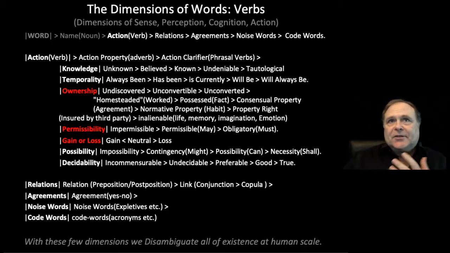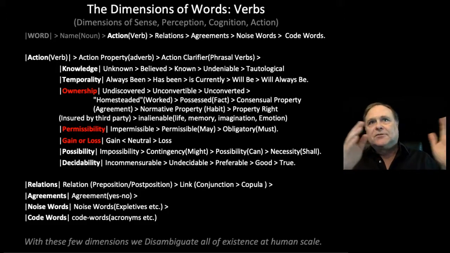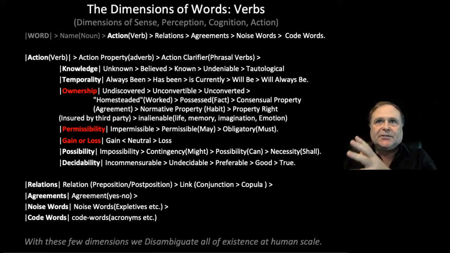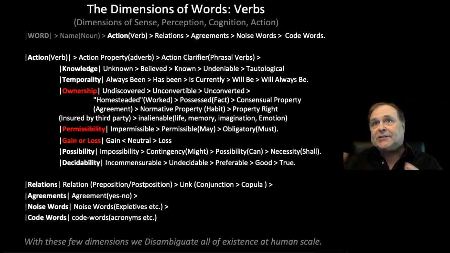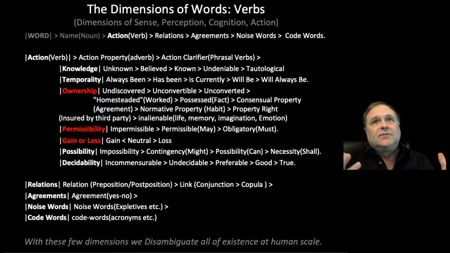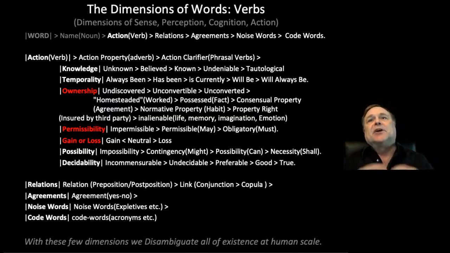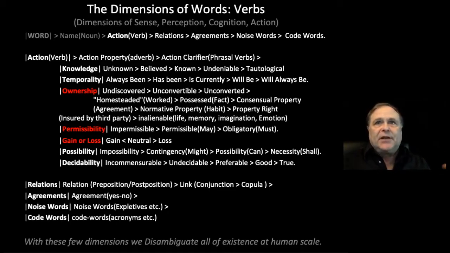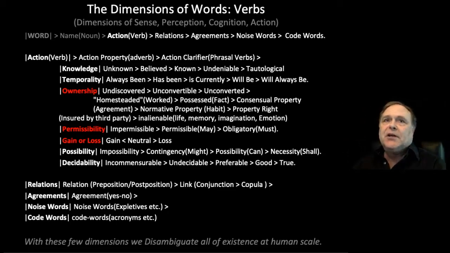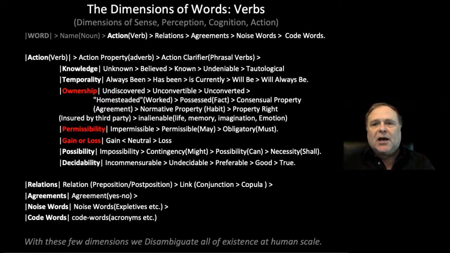If we get to verbs, we find a similar thing. Again, we have nouns for actions. We have names, actions, relations, agreements, and so on. And then with verbs, we have an action property, an action clarifier. And then we have a statement about its knowledge. It's unknown, we believe it, we know it, it's undeniable, it's tautological. We have a temporality where it's always been, has been, is currently, will be, and will always be. That's probably an important one. I'll bring that up a lot because notice there's only 5 dimensions there. There's only 5 states in the dimension of temporality.